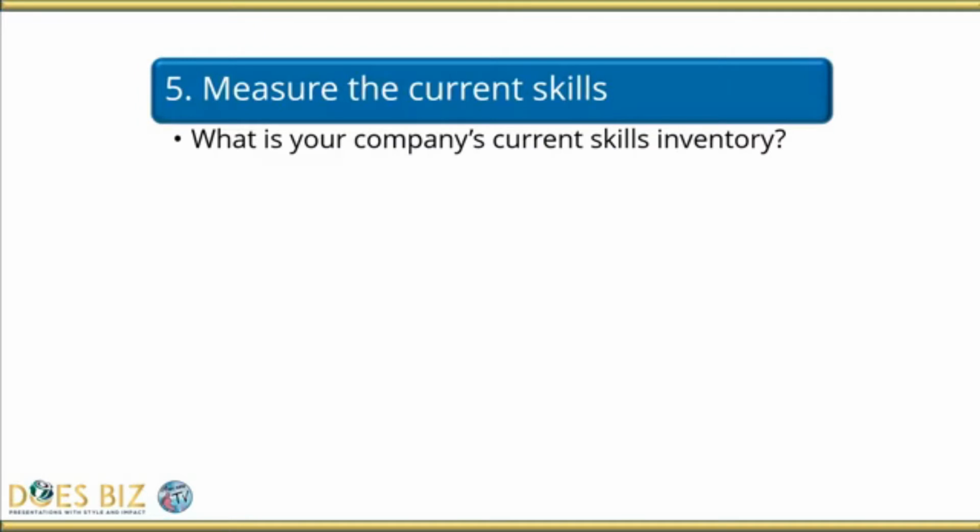Okay, so you need to measure your current skills. So what is your company's current skills inventory? And you can find out the answers to these questions in multiple ways. Firstly, you can examine individual employees' key performance indicators or KPIs, and this will allow you to determine how each employee contributes to the business. You can conduct skills assessments by using surveys and/or interviews with your employees.